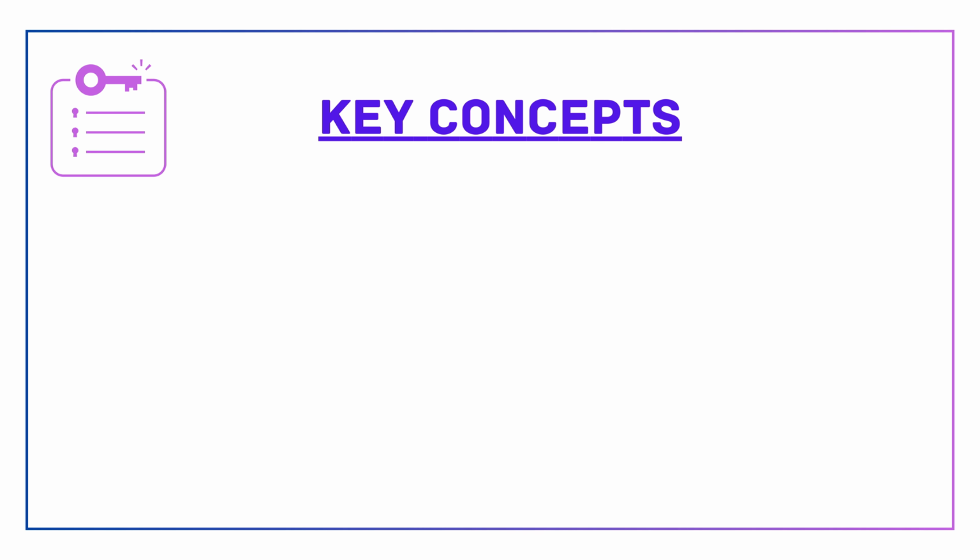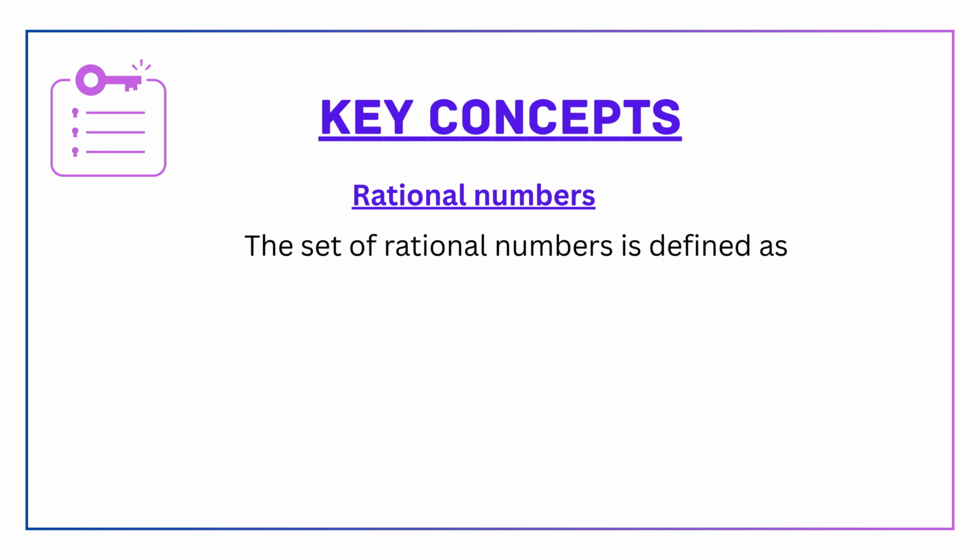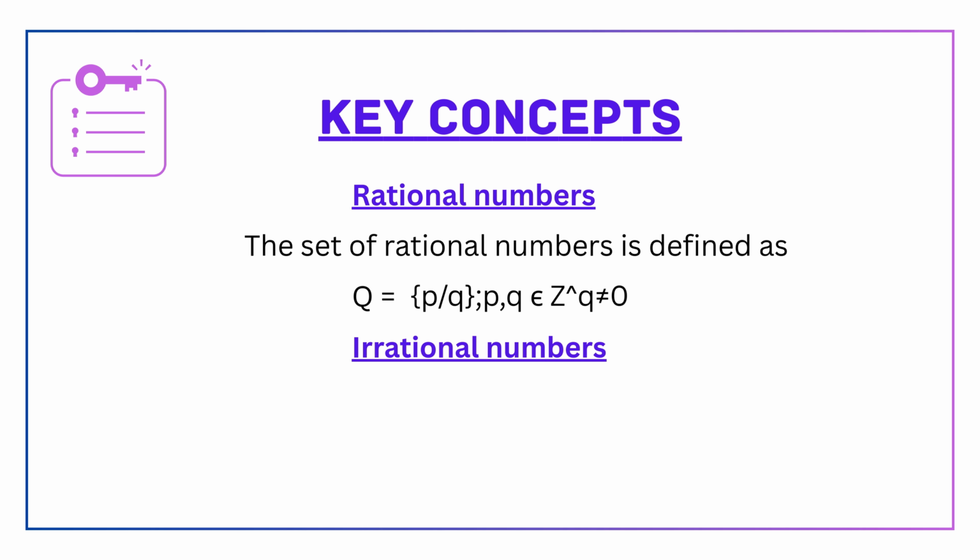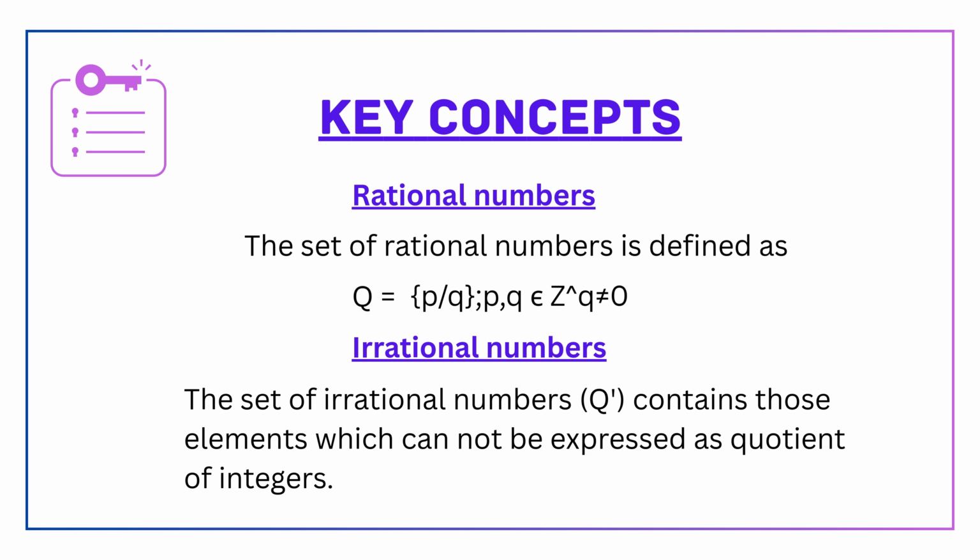Now, let's have a quick overview of our basic key concepts. Rational numbers: the set of rational numbers is defined as Q, which is equal to p by q, where p and q are integers, and q is not equal to 0. Irrational numbers: the set of irrational numbers, Q slash, contains those elements which cannot be expressed as quotient of integers.